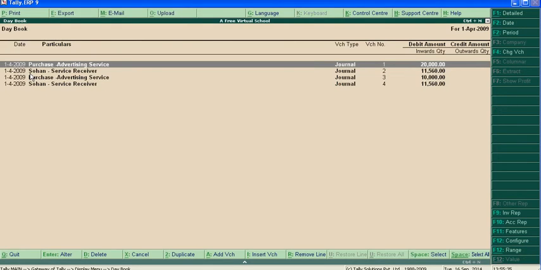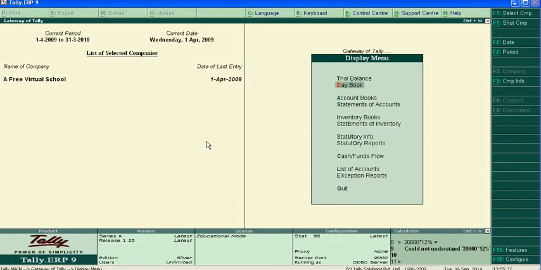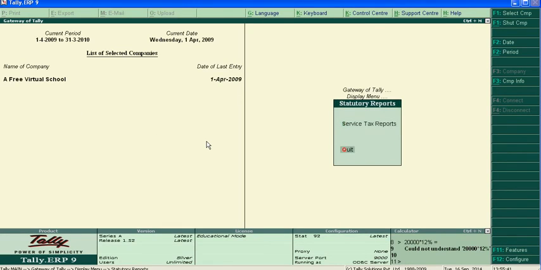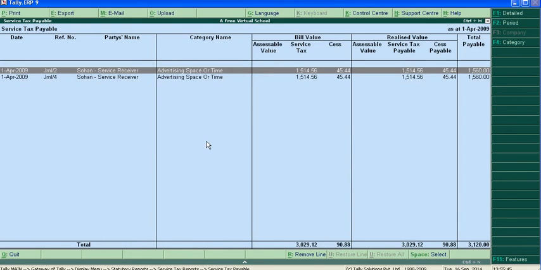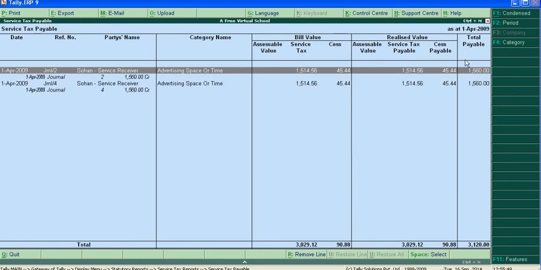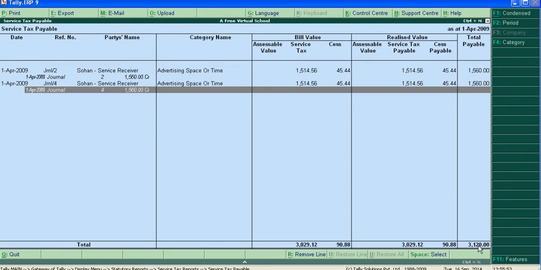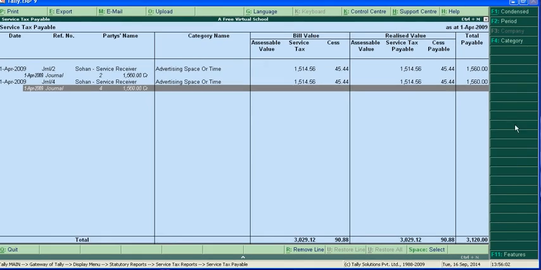Now this is the day book. Okay, and these are the service tax reports. These are the services in detail. This amount, 3,120, we have to pay to the government account. Okay, thank you very much.